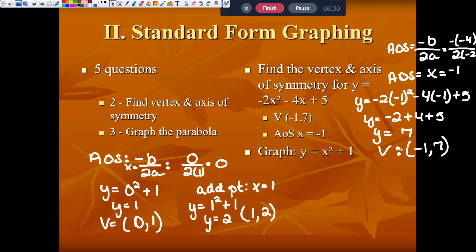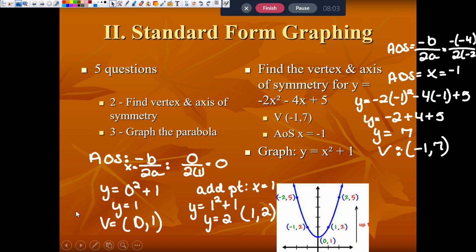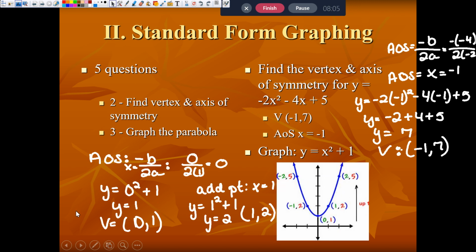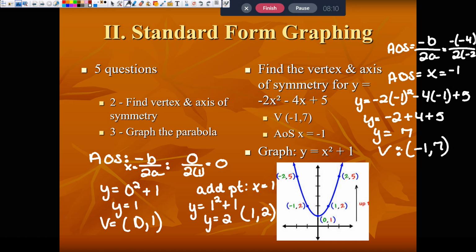So my graph, or my axis of symmetry, which is the y-axis, yes. I would graph my axis of symmetry first, which is my y-axis. Then I would graph my vertex, which was at 0, 1, and my additional point, which was at 1, 2. And then I can mirror that point over my axis of symmetry, and then draw my graph.